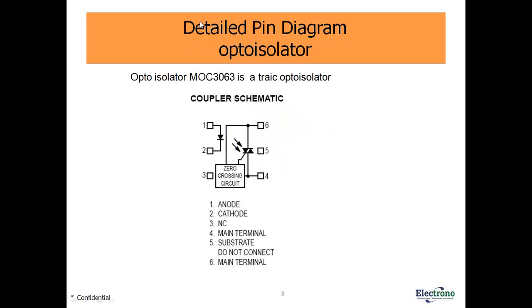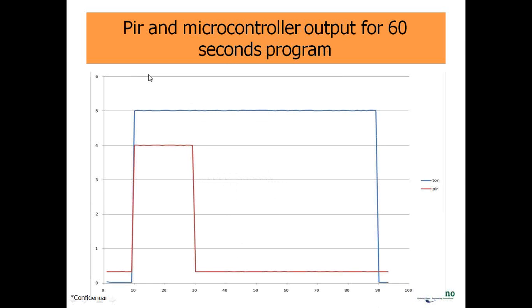So this is the schematic diagram. It's a pin detail diagram for the opto-isolator, that is nothing but a triac. So we have anode and cathode here, the zero crossing circuit, and the output terminals, the main terminals. So this is the actual output of the microcontroller or the smart system.